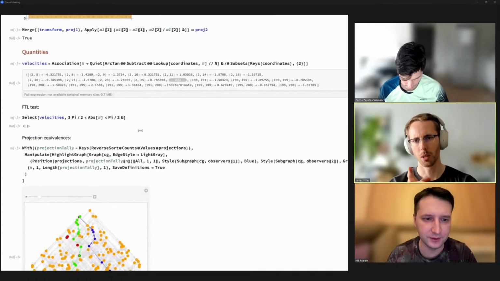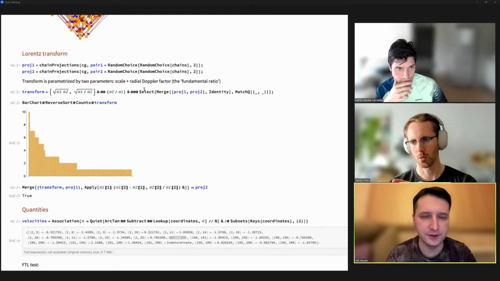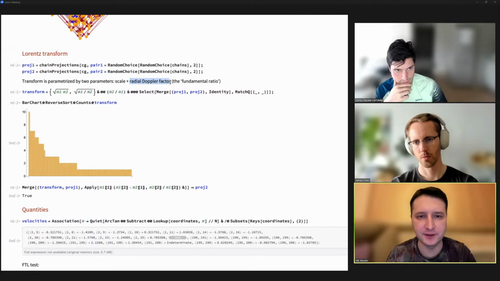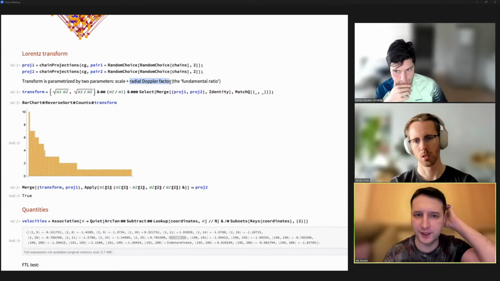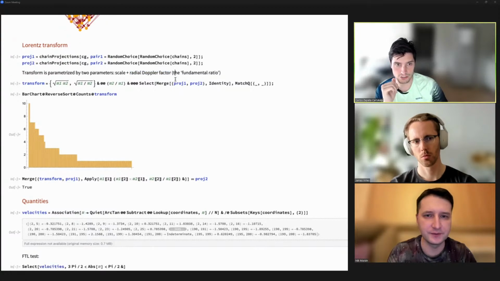What is that fundamental ratio that you mentioned there? Ratio, that's the k factor. That's another name for that k factor or radial Doppler factor. Yeah. It's basically a relational quantity between two observers, right?